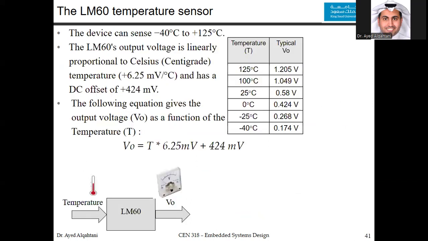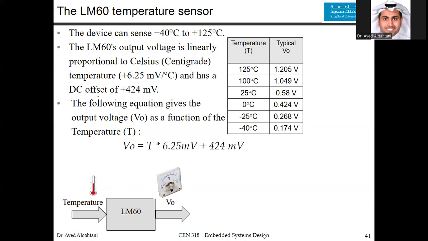So this device has certain specifications. It senses from minus 40 degrees centigrade all the way to 125 degrees centigrade. The LM60 output voltage is linearly proportional to Celsius or centigrade temperature, and every least significant bit is actually adding 6.25 millivolt for every degree centigrade.